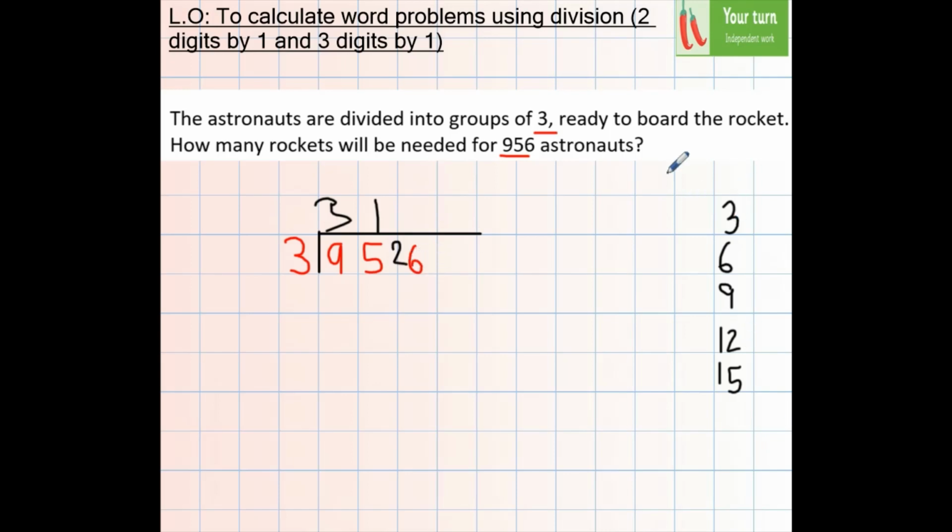Now I've noticed my jottings aren't going high enough. So what comes after 15? 18. And then we have 21. 24. 27, okay. Gone high enough now. What's the closest we can get to 26 without going past it? Well, it's going to be 24, isn't it? And that's 1, 2, 3, 4, 5, 6, 7, 8. However, we got to 24, we wanted to get to 26, so it would be remainder 2.